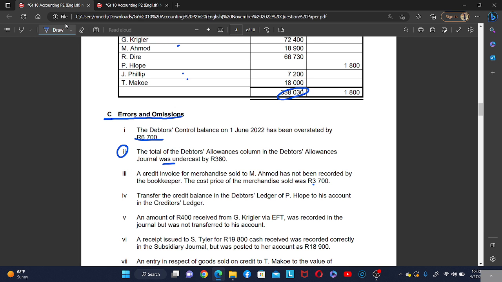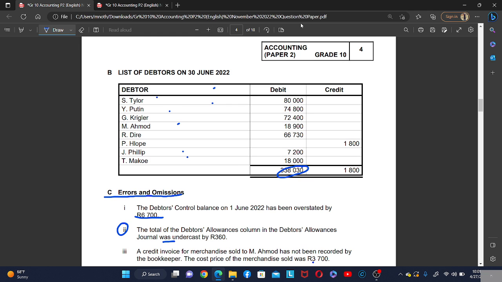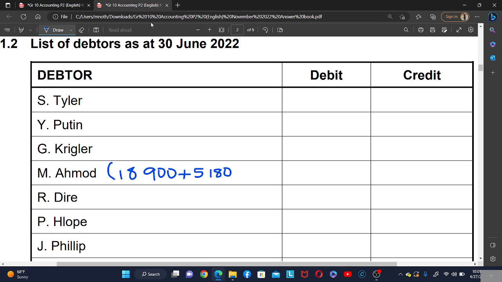And then we come back here. Transfer the credit balance in the debtors ledger of P. Hlophe to his account in the creditors ledger. Now, let's look at this debtors list, we have a debit side and a credit side. We know that the debtors of the business must have a debit balance because debtors increase on the debit side. So if they have a credit balance, it means that is no longer a debtor, that is a creditor. So here P. Hlophe has a credit balance, meaning that P. Hlophe has a negative balance. The business is the one now owing P. Hlophe.